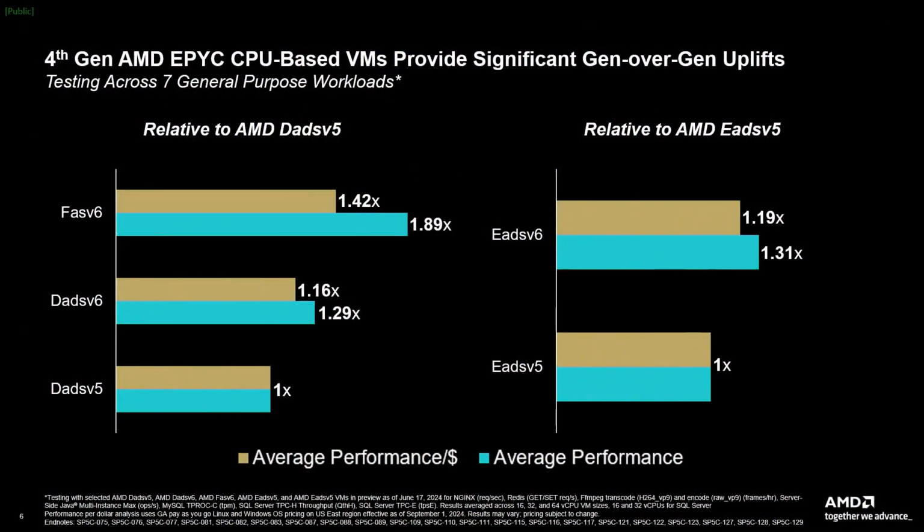And so with these new VMs, we see a tremendous increase in both performance and performance per dollar. This was some testing across an average of 7 different general purpose workloads. On the next slide, I'll get into the individual workloads and benchmarks that were run. But you can see that compared to our current family, which is the DA SV5, based on the Milan CPU, we're seeing significant improvements in both performance and performance per dollar.